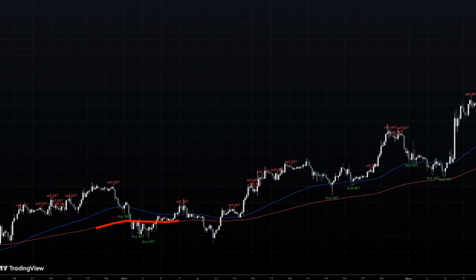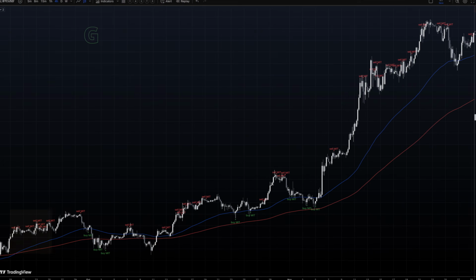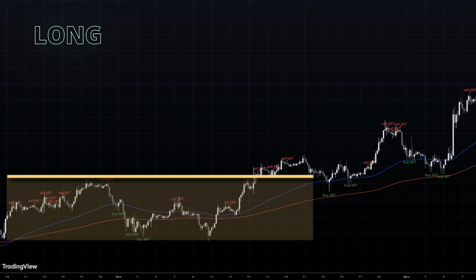If the price dips below 200 EMA, that means the trend is likely weakening or entering a consolidation phase, so we need to wait for the trend to reestablish itself. If price is in a range, wait for a breakout.